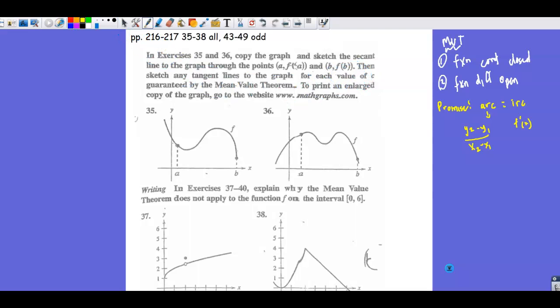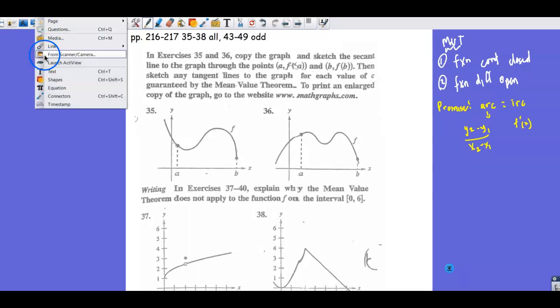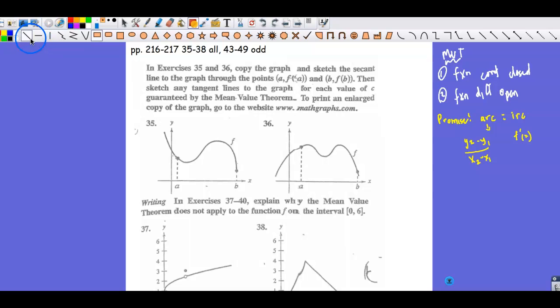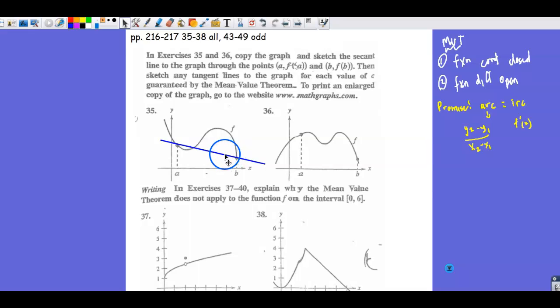All right, let's see if I can do this with my software here. So I'm going to insert a shape, and I'm going to grab a line. Let's see if I can get a secant line from A to B. So here's A to B. Okay, that's pretty good. Remember, a secant line goes through two specific intentional points. So that's my secant line.